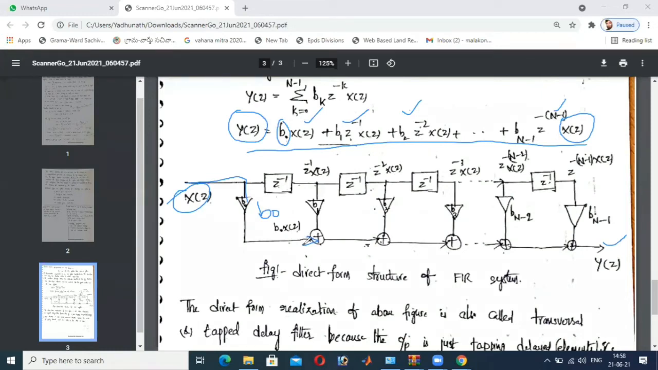First one value, successfully I can get the first value. So the second value, what is the second value here? b1 into z inverse of x of z, actually, right?